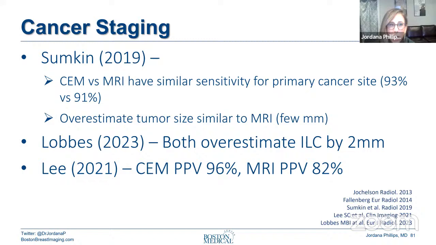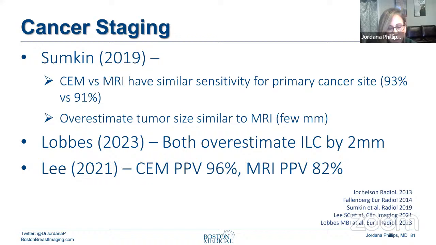So in summary, here are a few studies that I'm just pulling out from the literature. Sumkin et al. in 2019 compared CEM to MRI for cancer staging, and they found that the sensitivities for the primary cancer site are 93% versus 91%. And if you were to look through the literature, you would see this over and over again, these sensitivities being very similar to each other. They also found that both imaging modalities, CEM and MRI, overestimate the tumor size to a similar degree. And this overestimation is by a few millimeters. We are not talking about centimeters here.